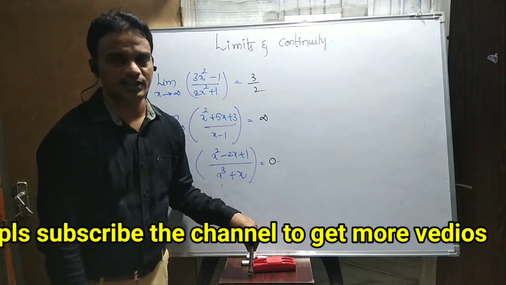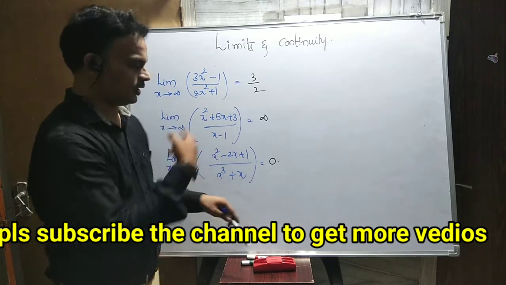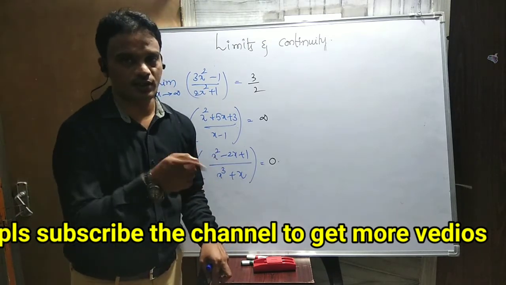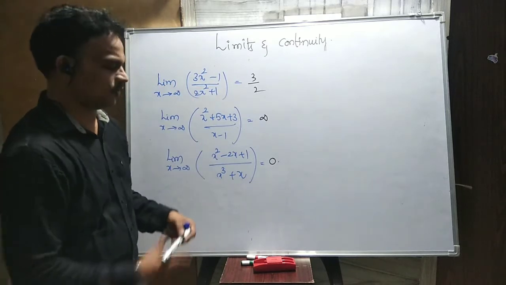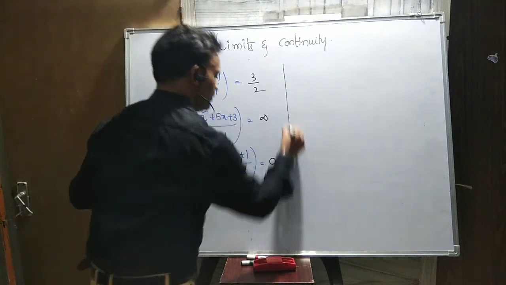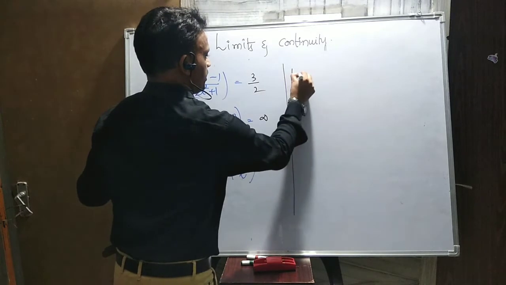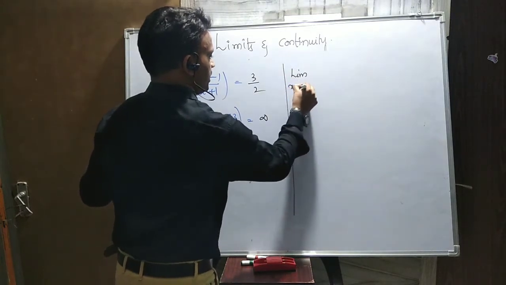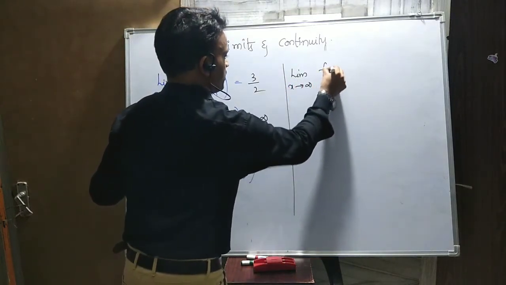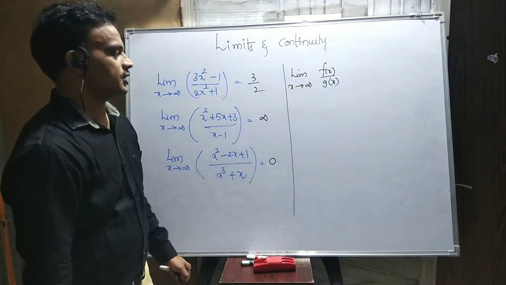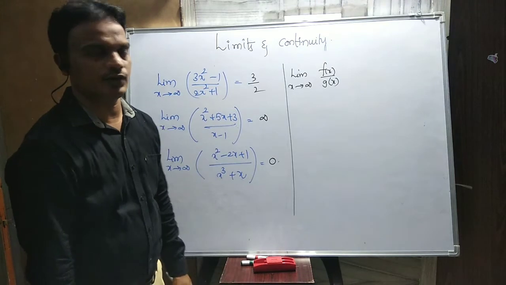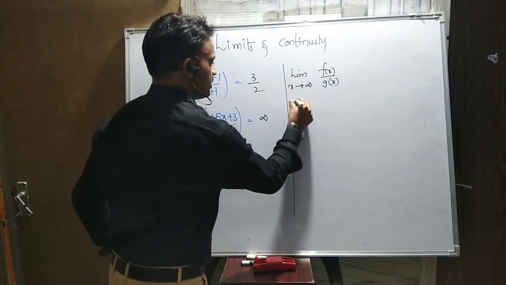Let me explain a simple shortcut for this. If you know the simple shortcut, then you will also be able to solve the problem within seconds. What is this concept? Whenever the limit is given, limit x tends to infinity of the function f of x by g of x, here I am going to get three cases.